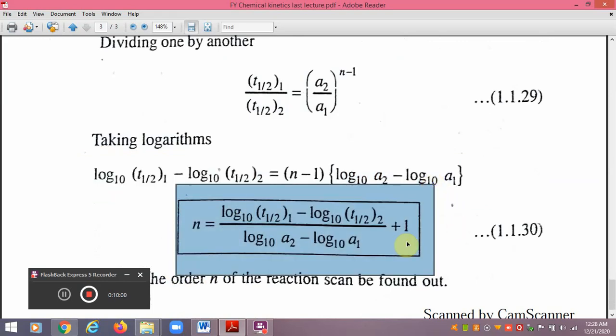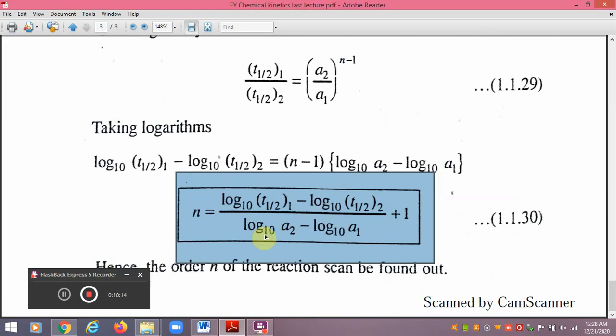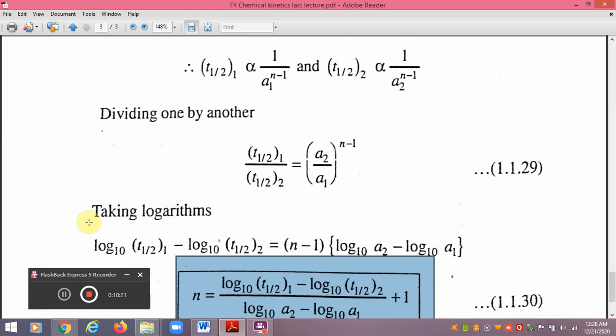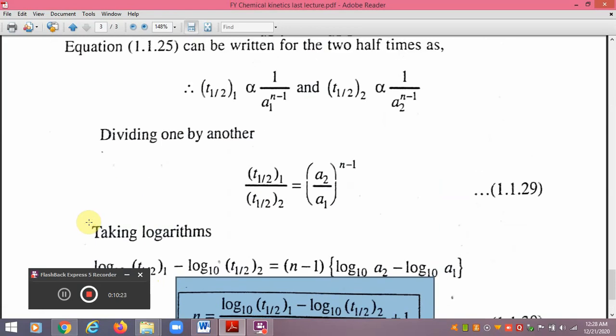n is equal to log of t1/2 1 minus log of t1/2 2 divided by log of a2 minus log of a1, plus 1. a1 and a2 are the two initial concentrations, and t1/2 1 and t1/2 2 are their respective half-life periods. Hence, in this way, we are able to calculate the value of n, the order of reaction, with the help of this half-life method. So these are the three methods: the integration method, the graphical method, and the half-life method. These are the three methods generally used for the determination of order of reaction.